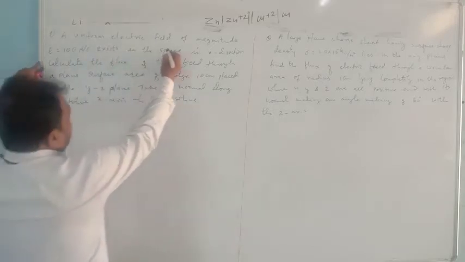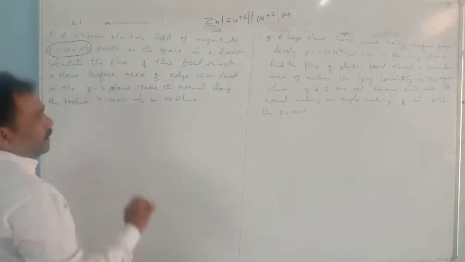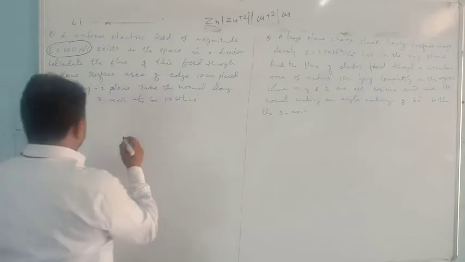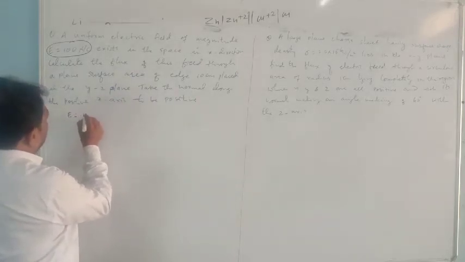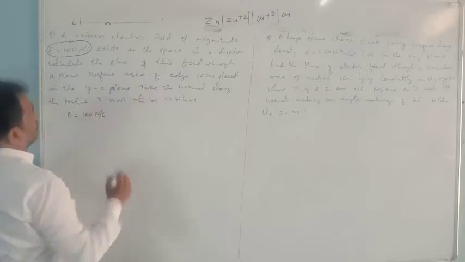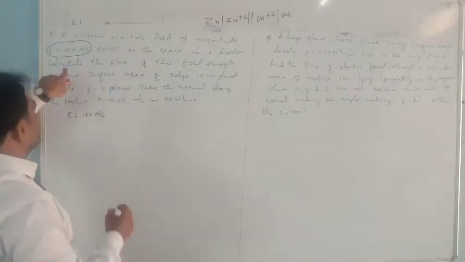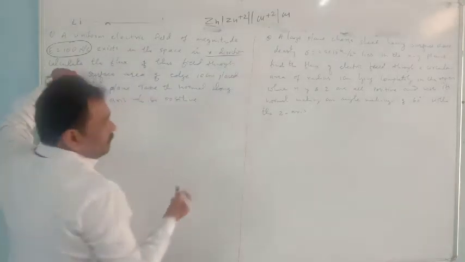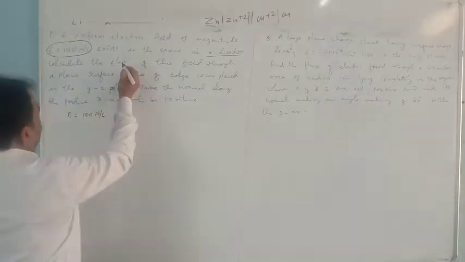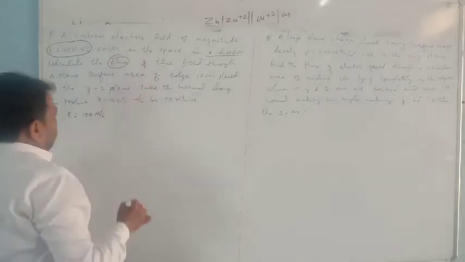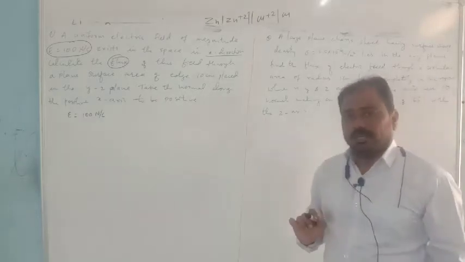A uniform electric field of magnitude, so this is the electric field intensity E. We have to write which things are given to us: electric field E is equal to 100 Newton per Coulomb, existing in the space in the x direction. Calculate the flux of this field through a plane. We have to calculate the electric flux passing through the unit area.